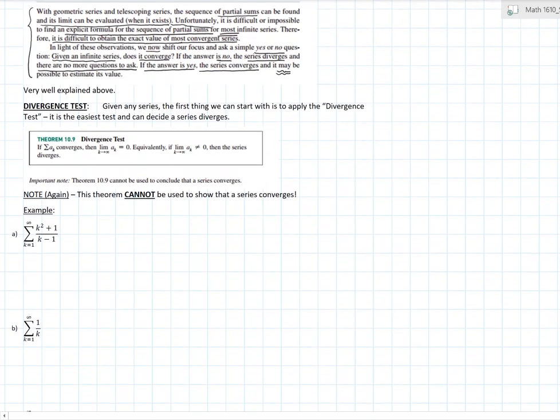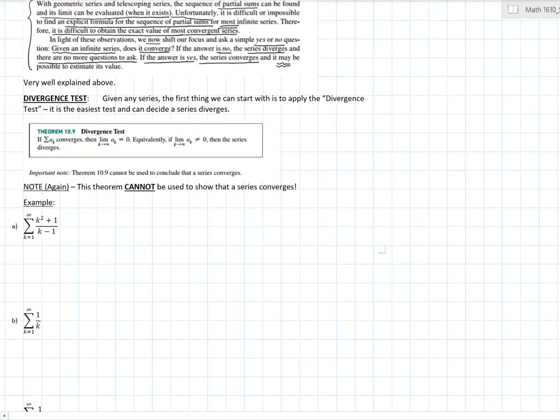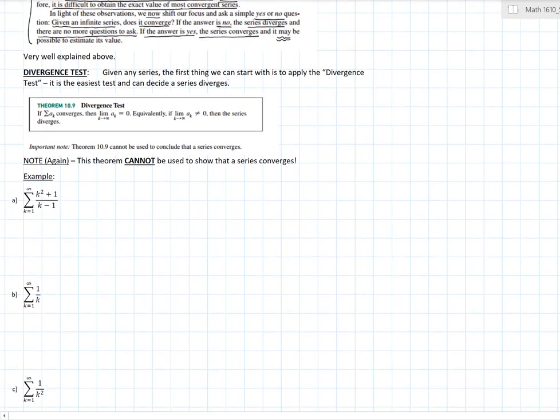So the first thing we study is the divergence test. What that means is this test is exclusively to find if a series diverges. Now it's a little tricky, and I'll go slow and explain in different ways, but you have to really pay attention to this. Given any series, the first thing we can start with is to apply the divergence test. It is the easiest test and can decide if a series diverges. So this is what the test says.